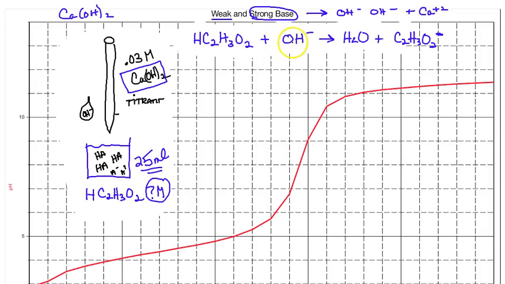Knowing this, we know that we're going to produce water by neutralizing this weak acid with this hydroxide, but the key to understanding this is that we're going to produce some conjugate base that has some ability to react with water. So if I white out some more here, let's see what it would do.